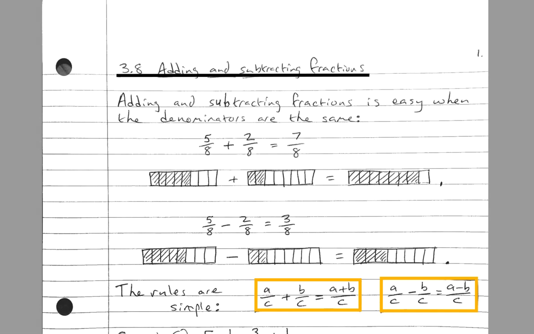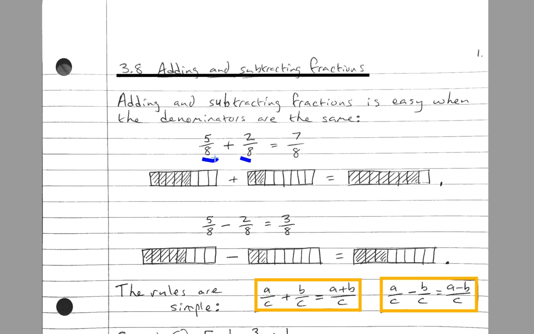We want to look at adding and subtracting fractions next. So let's start with this. 5/8 plus 2/8 is equal to 7/8. We're in the easy case here where the denominators are the same, so we have 8 on the bottom.